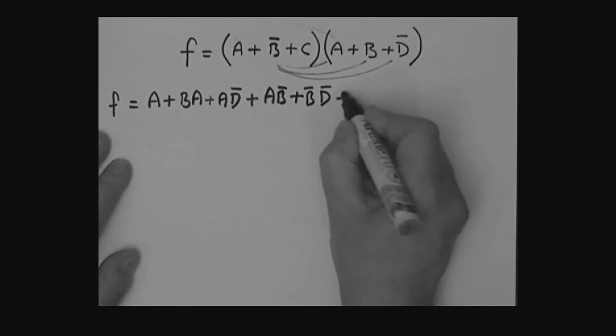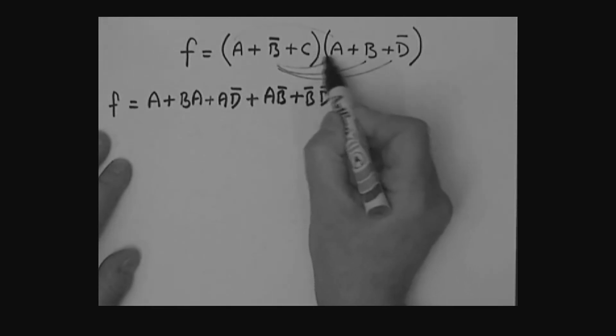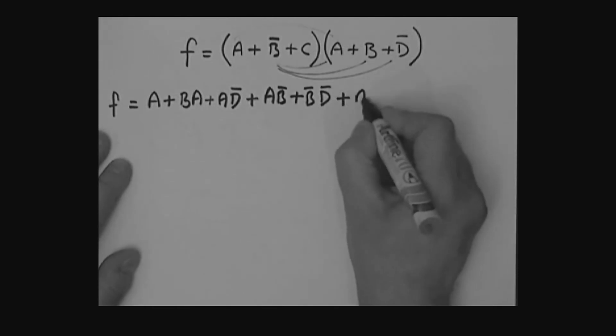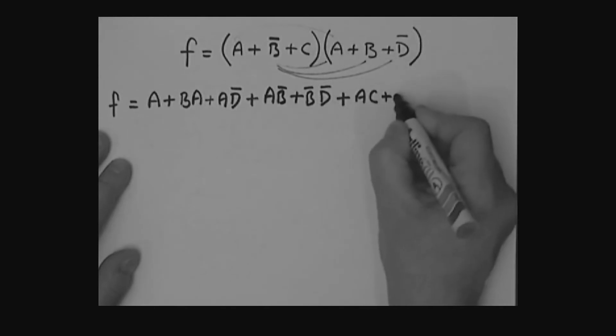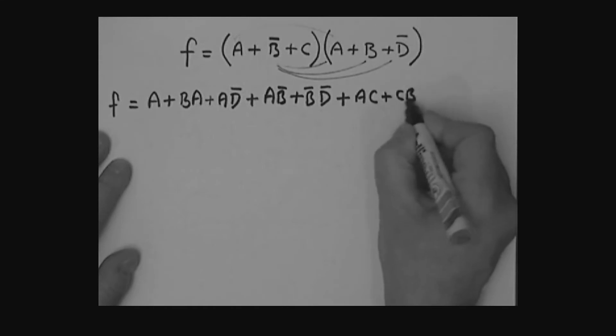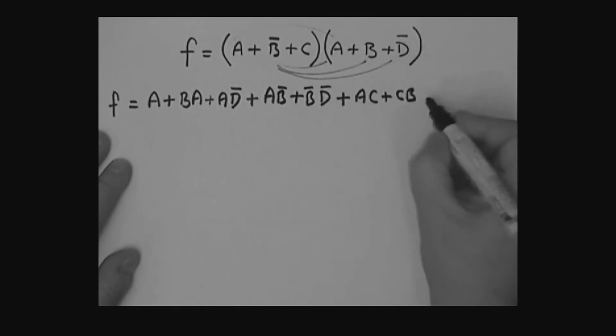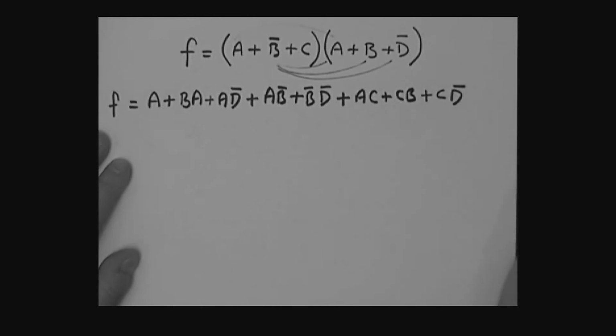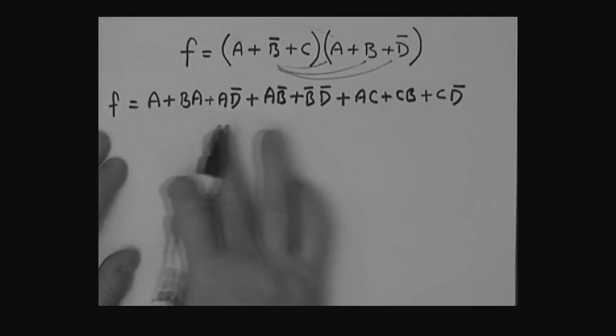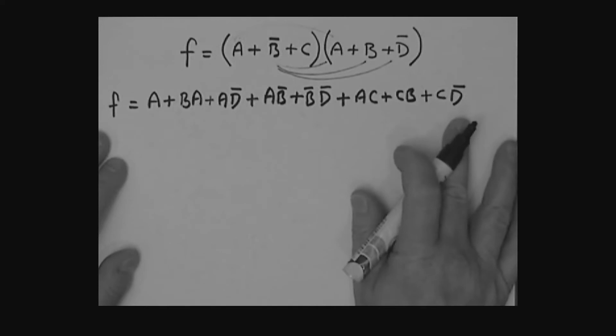Okay? Or, now what have we got here? We've got CA or AC. Okay. Then we've got what? C with B. So that's or CB. And then we've got C D bar. Okay? Now, we could plot each one of those terms on a map. We could sure do that.